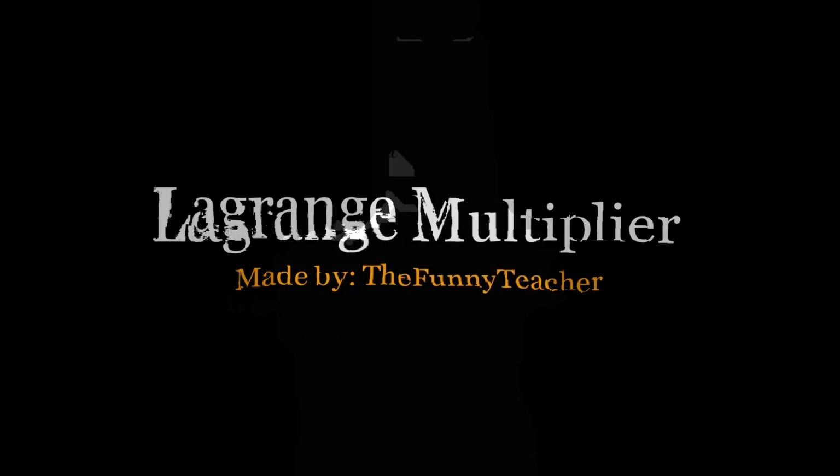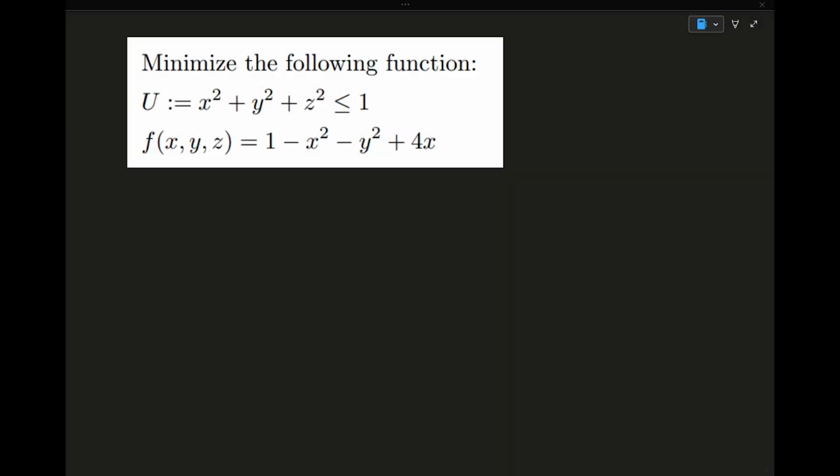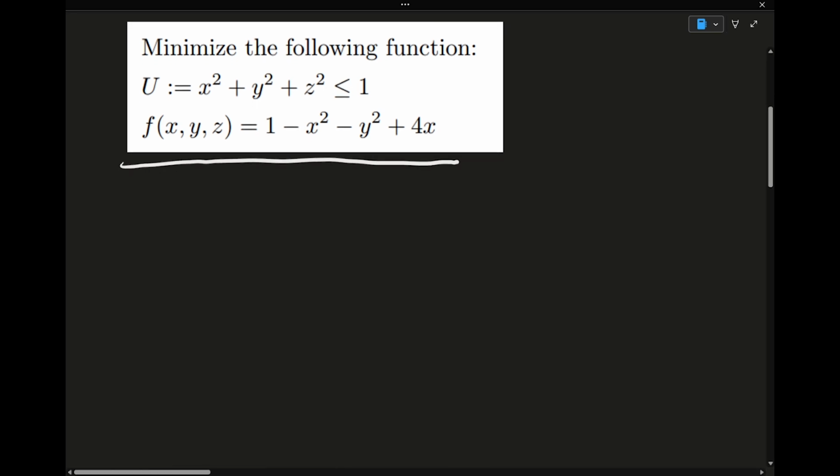Lagrange multipliers. In this video we will be going over Lagrange multipliers. As I've promised in the last video, we will be going over this example right here, but then with more steps and in more detail. So first of all, one of the most important things is that you know the definition, or that you have an ansatz.